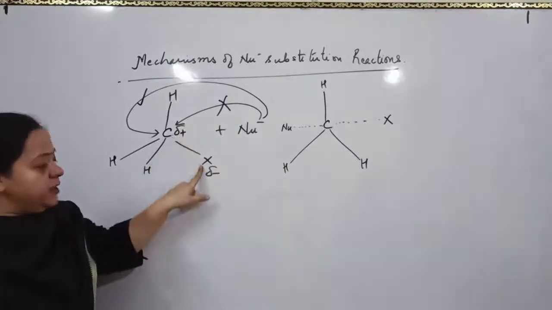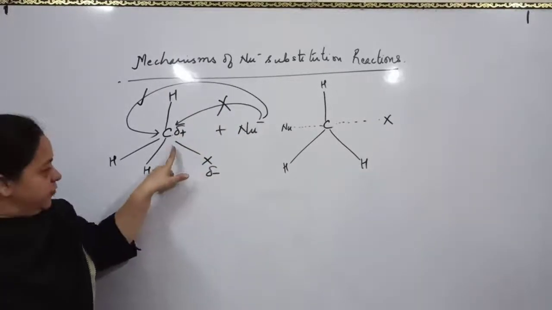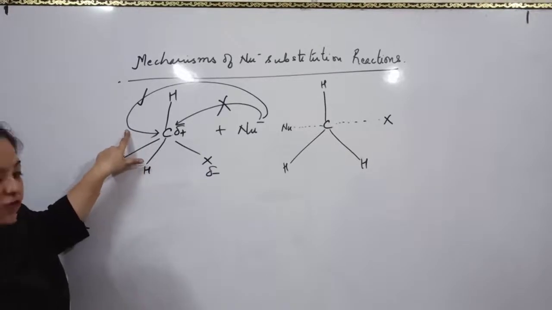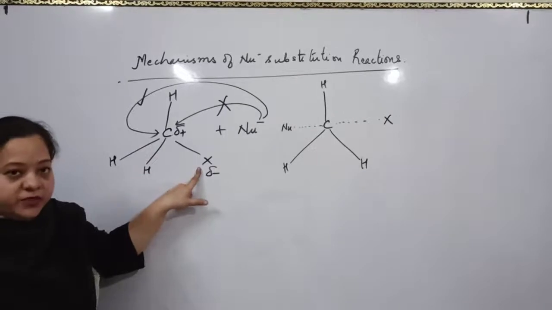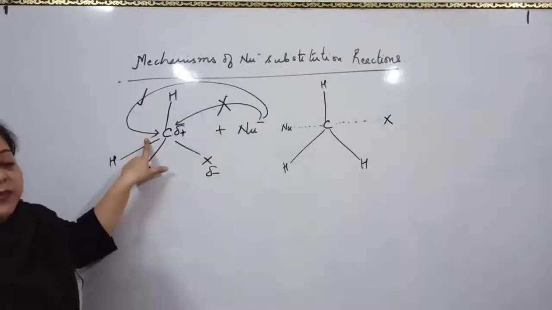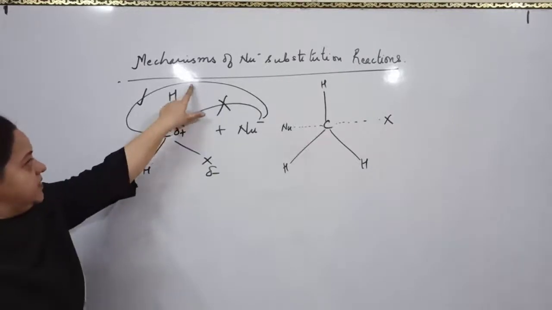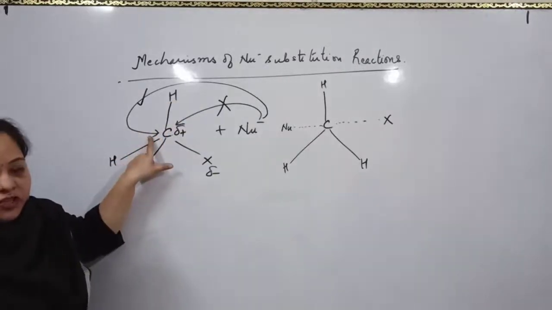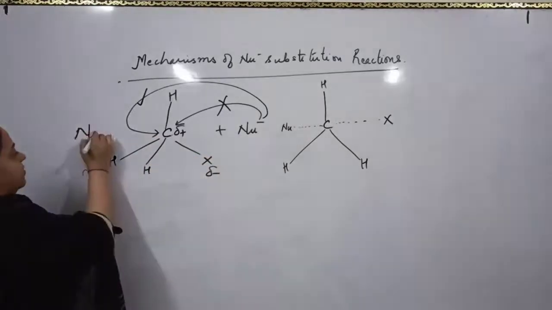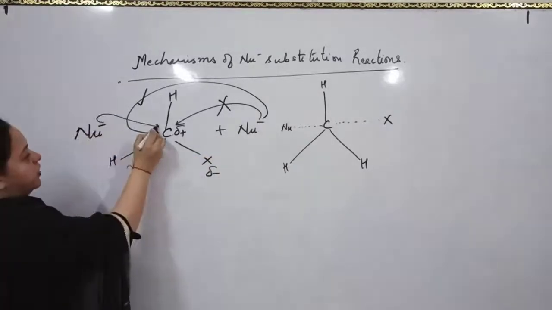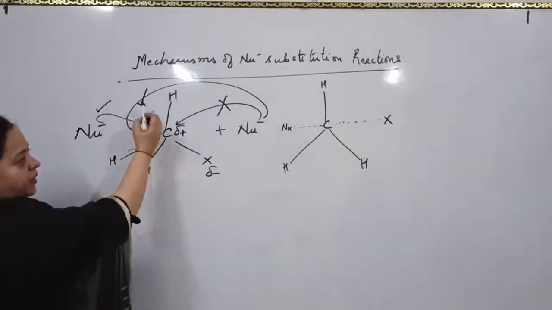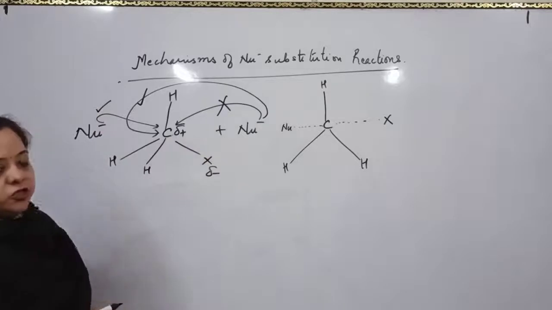If this is the frontal side, that is the side from where the leaving group leaves, then this is the rear side. If the leaving group is leaving from the frontal side, then the nucleophilic attack has to be from the rear side. It can be represented like this, the arrow pointing from the rear side, or what else can we do? Write the nucleophile on the left side and show the nucleophilic attack from this side. This is the correct representation, this is also correct, but this is the wrong representation.